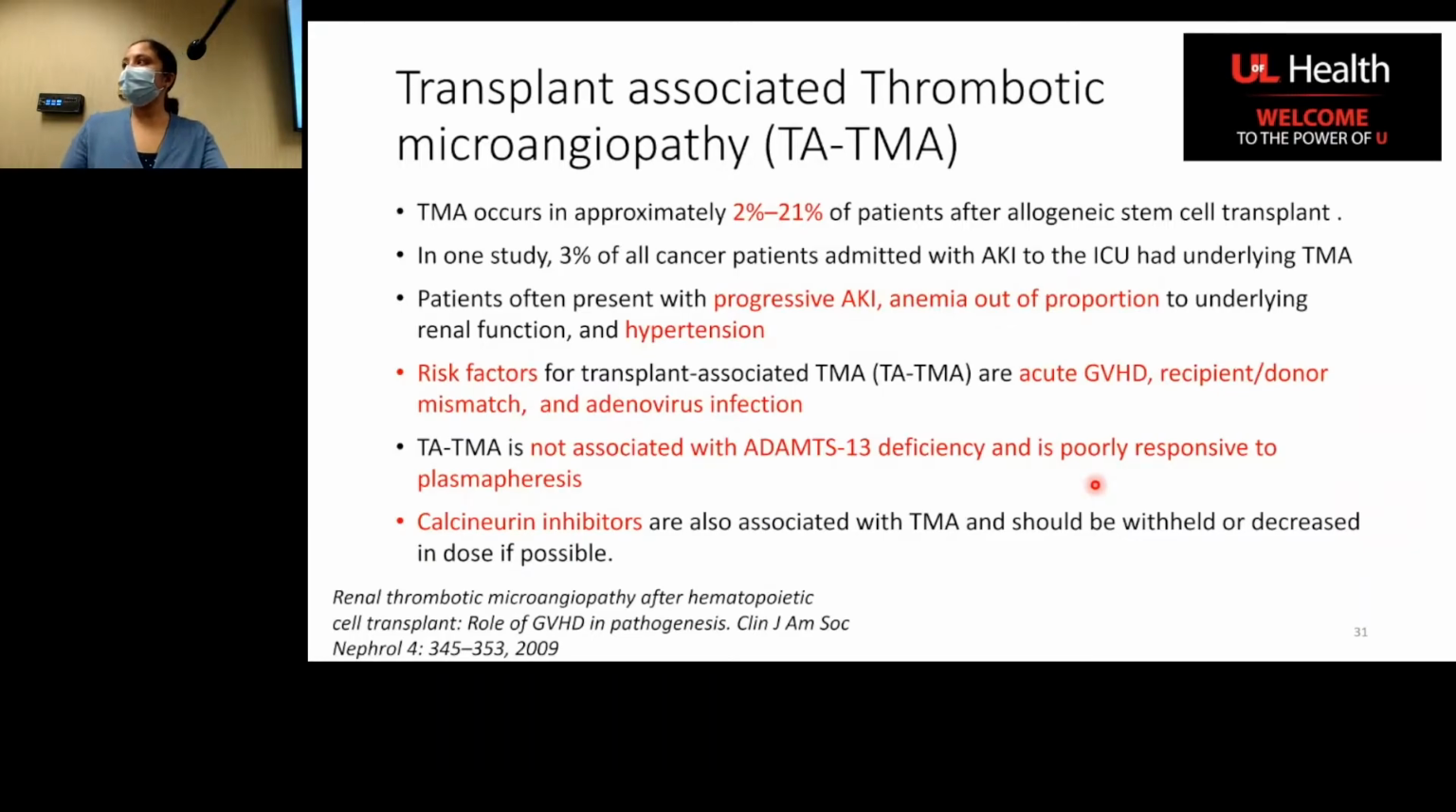And then lastly, I want to point out transplant-associated thrombotic microangiopathy. And again, it's about 2 to 20%, kind of variable, which can occur in these patients and present with progressive AKI, anemia out of proportion, hypertension. Risk factors for this are if patients have acute GVHD, recipient-donor mismatch, or an underlying adenovirus infection.